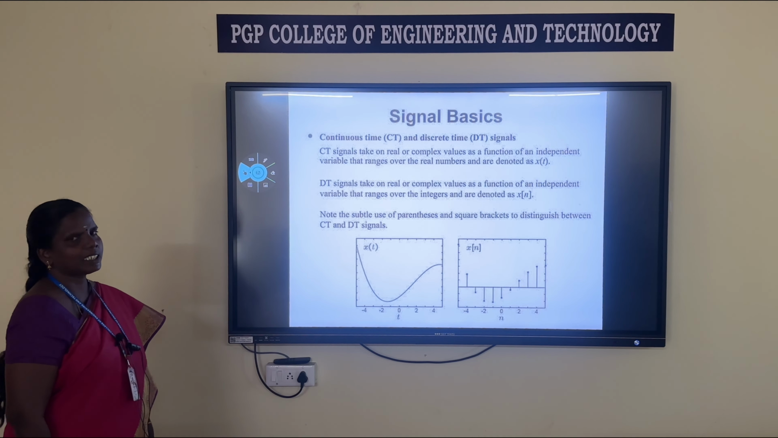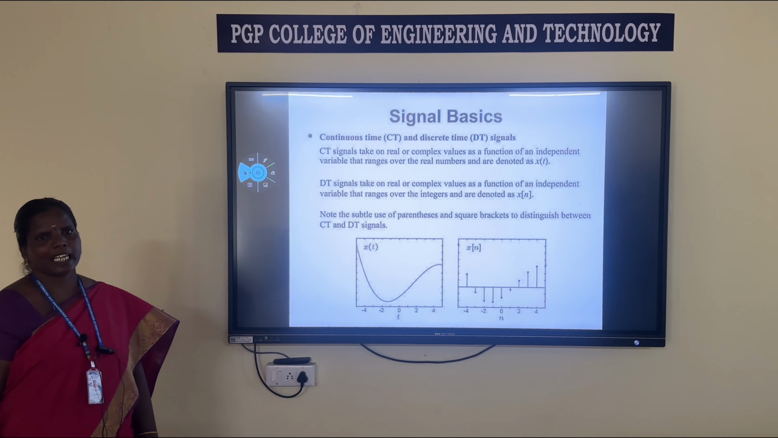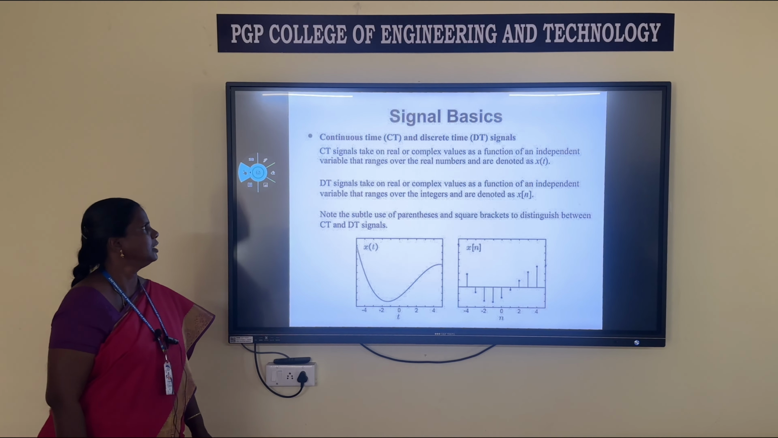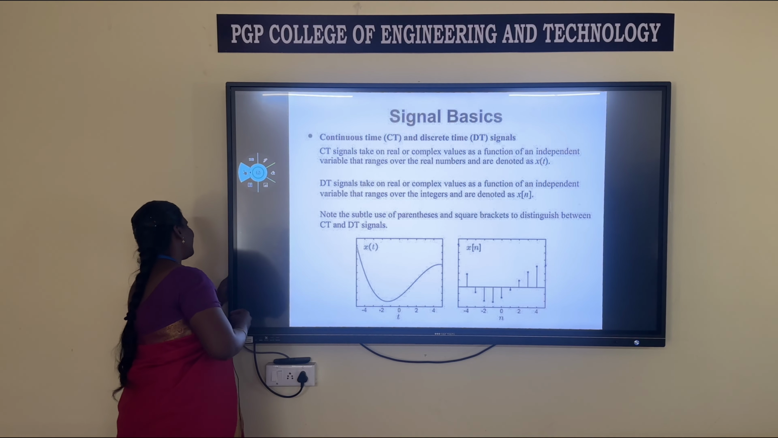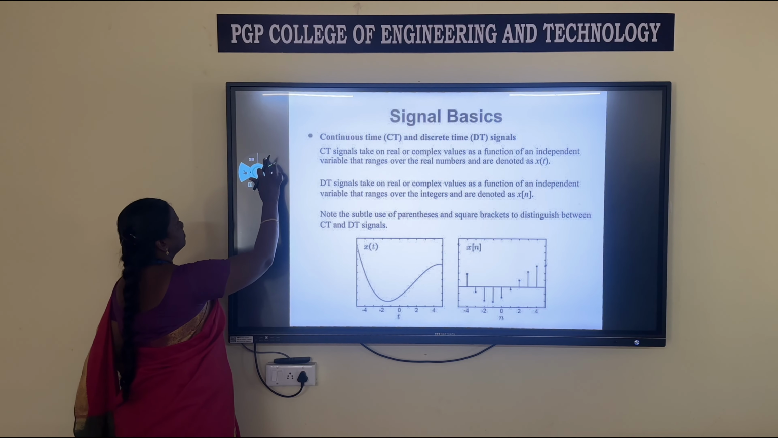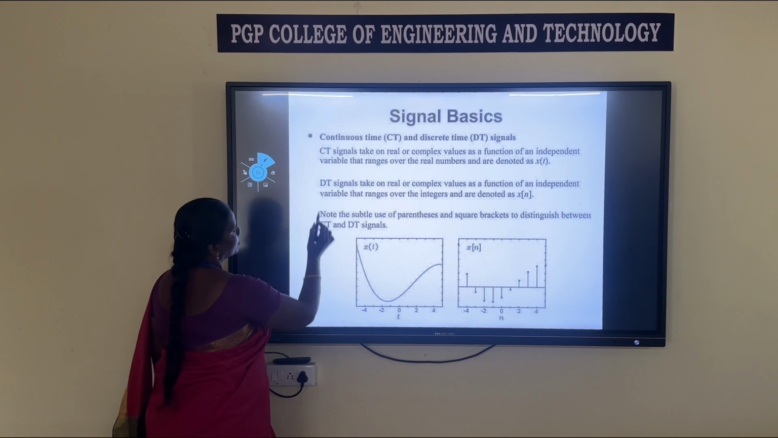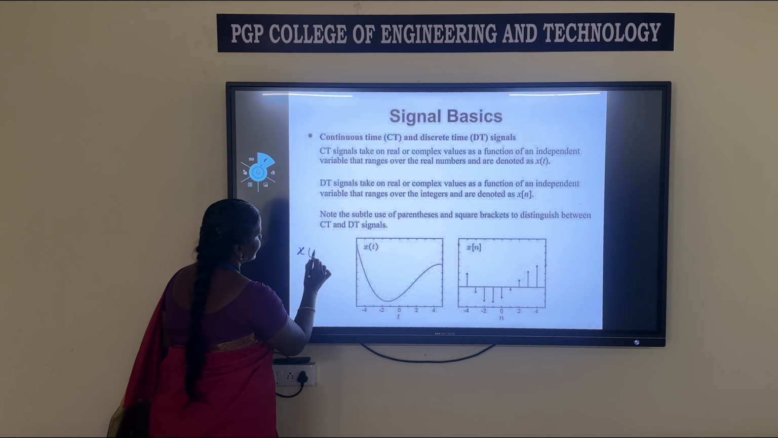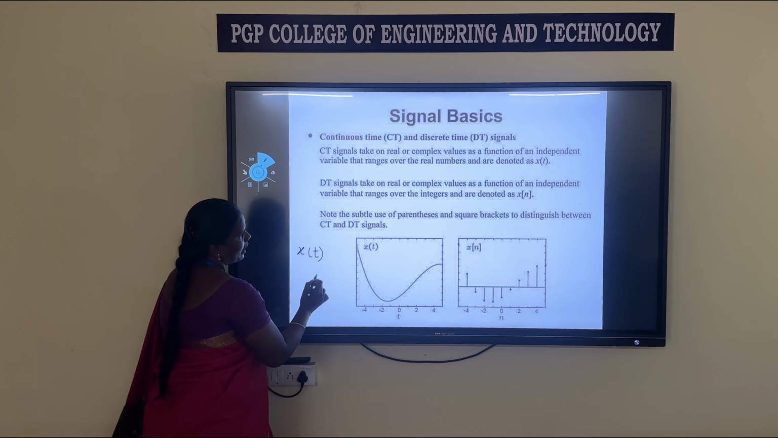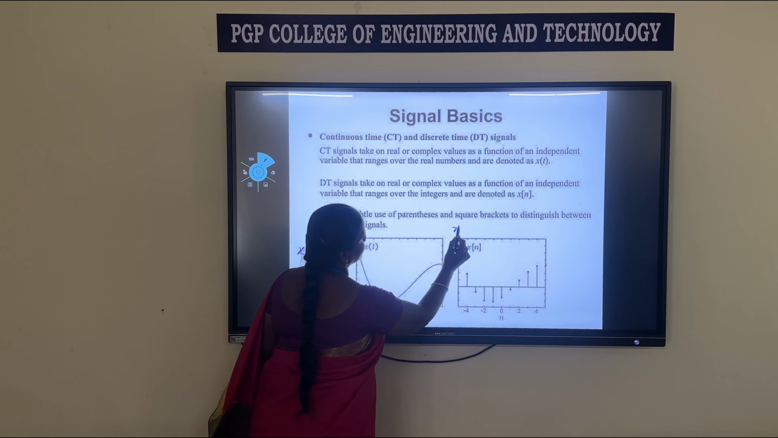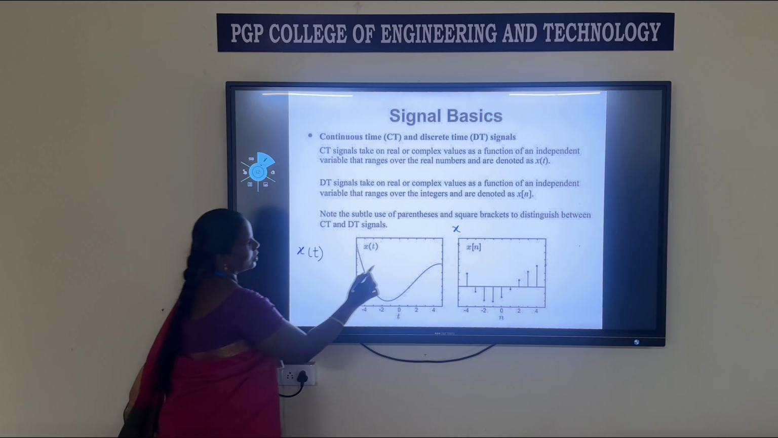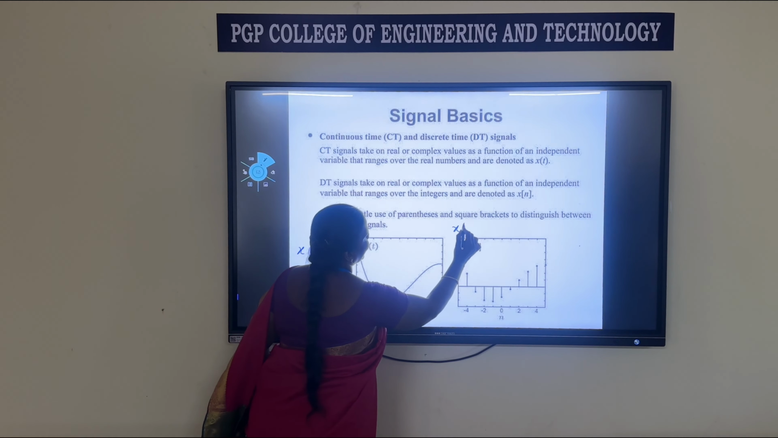Signal basics. Generally the signal is classified into two types: discrete time signal and continuous time signal. This is the continuous time signal, and it can be represented as x of t. This is the discrete time signal, and it can be represented as x of n.